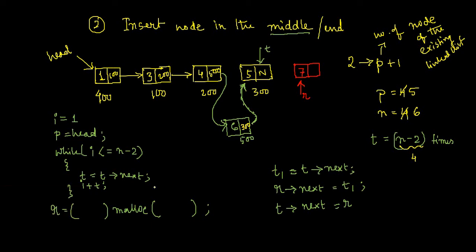Now see, after doing this, what will happen? This set of code will execute. And what is written? T1 equal to T arrow next. What is T arrow next right now? T arrow next is right now null. So that means T1 will be equal to null. And now I have written R next equal to T1. What is R? R is pointing to the first, newly created node. So the next part of R will be equal to null.